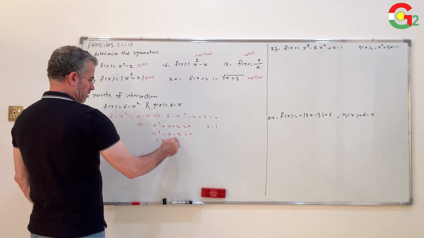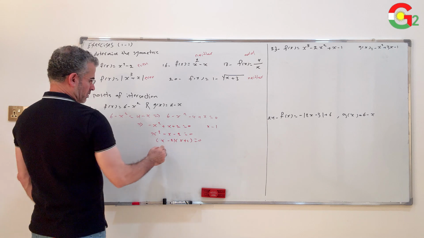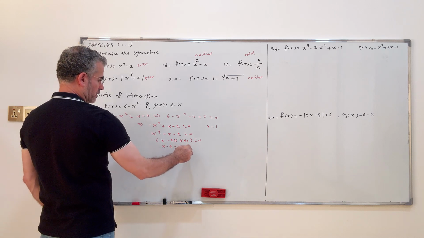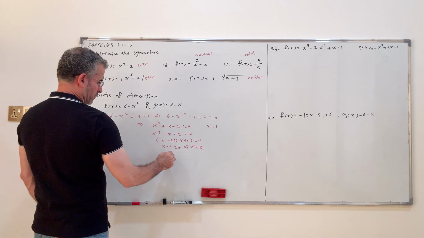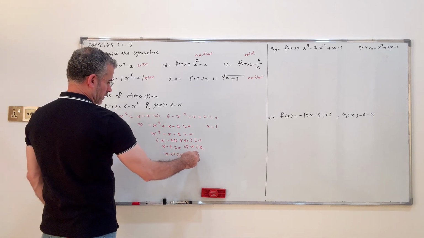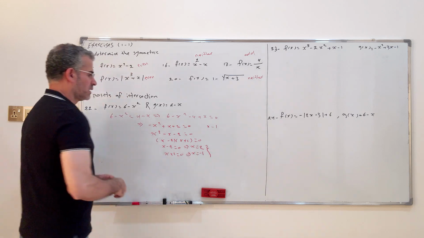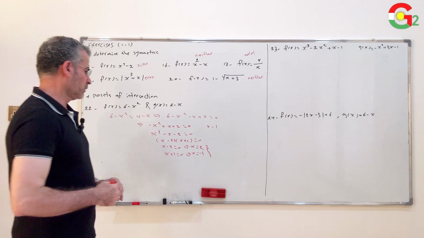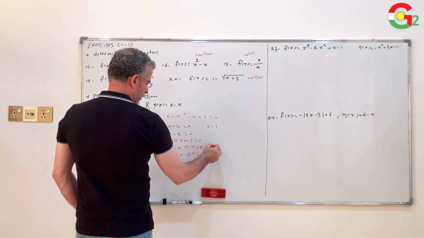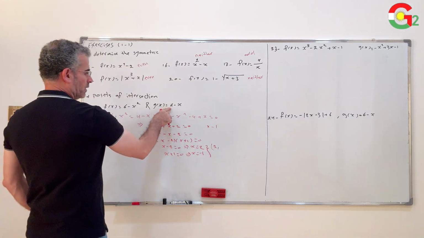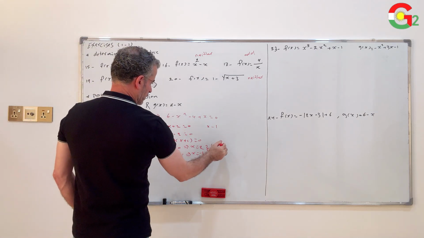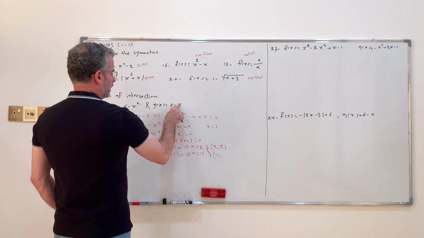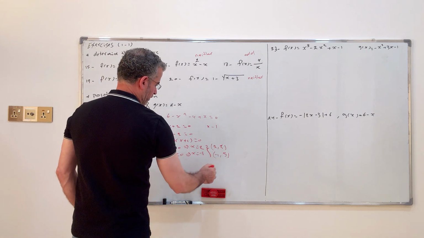By factoring, x minus 2, either x minus 2 equals 0, then x equals 2, or x plus 1 equals 0, then x equals negative 1. This is the intersection point of these two graphs. If I want to find the y coordinate, then I substitute here 4 minus 2, it is 2, and negative 1, 4 minus negative 1, it is 5.